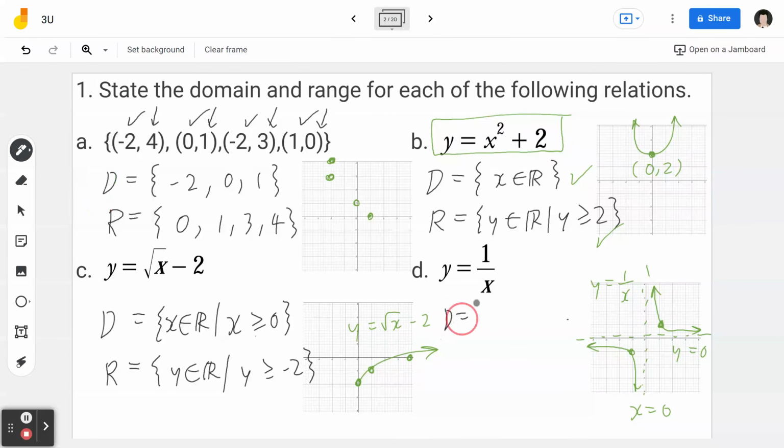Domain, what are the possible x values? X can be anything except for the vertical asymptote. So x cannot be 0, where x is an element of real numbers. If you think about the range, y could be anything. So y is an element of real numbers such that y cannot be 0. So again, once you draw the graph, you can double check both domain and range.